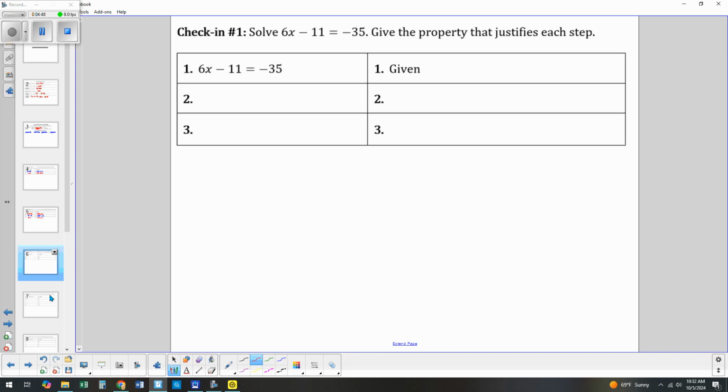Here's a problem for you to try. You can pause and give it a shot, and the answers are posted online.